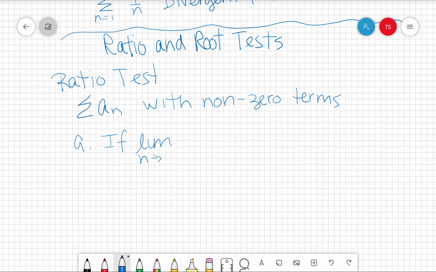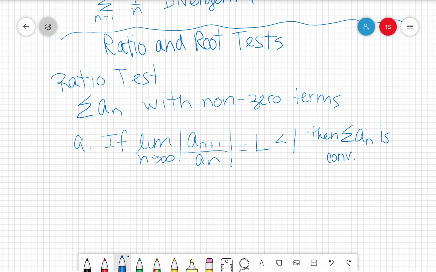A, if the limit as n goes to infinity of the absolute value of a sub n plus 1 over a sub n is equal to some number L, and that number is less than 1, then, I'm just abbreviating, the series a sub n is convergent absolutely, or absolutely convergent.